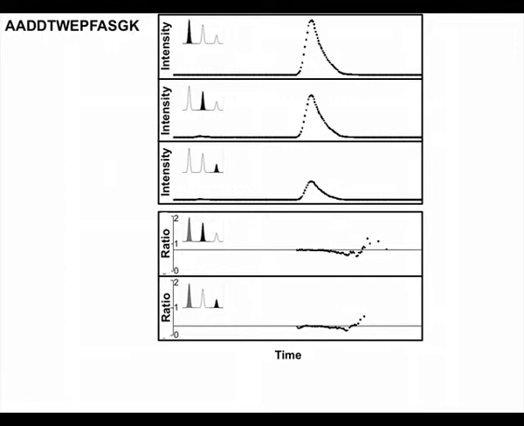So this is just another example of a peptide. Here we're looking at the first isotope peak, the second and the third. And we see that it's a nice case, the three peaks are well correlated. And if we look at the ratio between the first and the second and the first and the third, they're constant for the duration of the peak. And even after it looks like the peak has disappeared, we get a pretty good ratio.